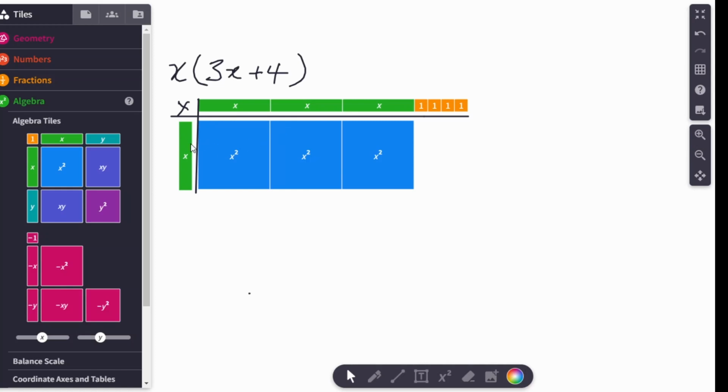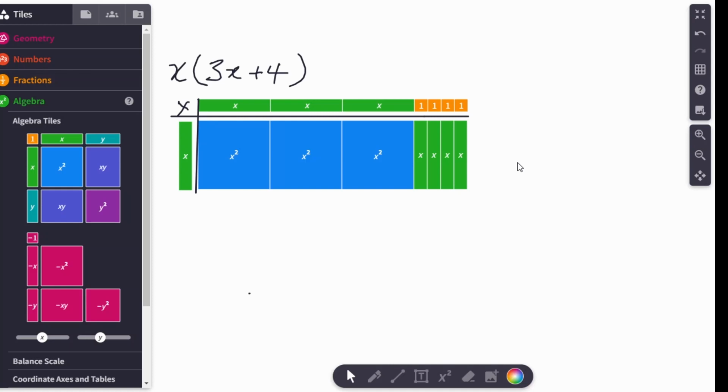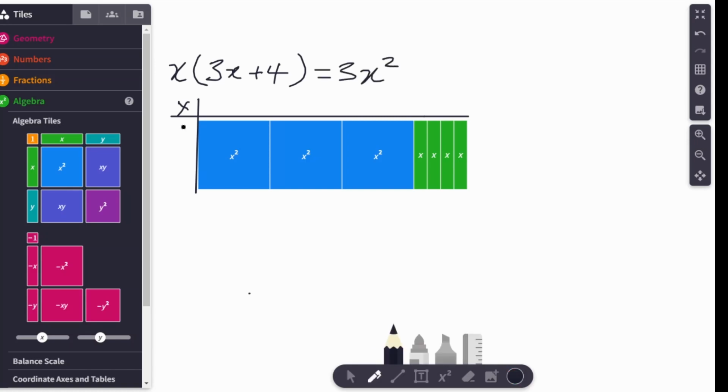Then 1 times x will give us x, and each of them will still give us x anyway. And then let's not forget to remove the outer tiles. Then after that we count the inner tiles, and that is going to give us x squared plus x squared plus x squared. So this gives us 3x squared. Then 1 2 3 4, 4x, so plus 4x. So I hope we are getting where we are arriving.